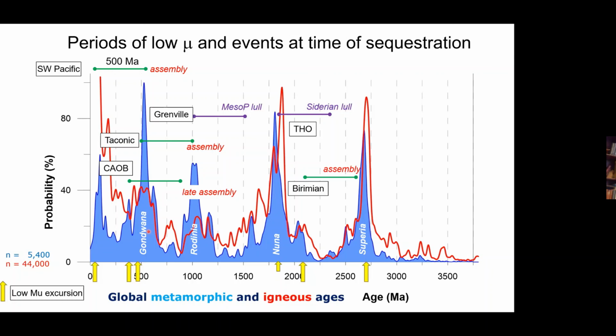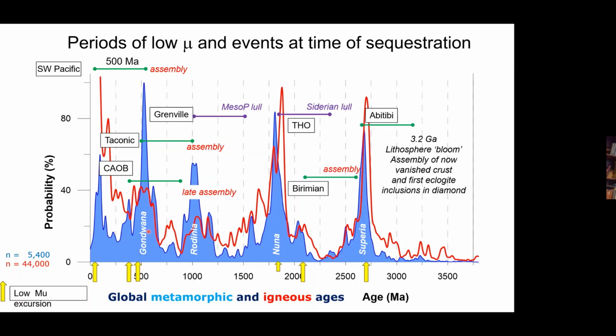And if we go back to Abitibi and the Superior, just maybe we can relate it to the lithospheric bloom, in which one produced a lot of what is now vanished felsic crust. And it also coincides with when the first eclogite inclusions are found in diamonds. Possibly we're seeing something of a process that helps us understand why we get these enhanced endowments in certain periods and not in others.